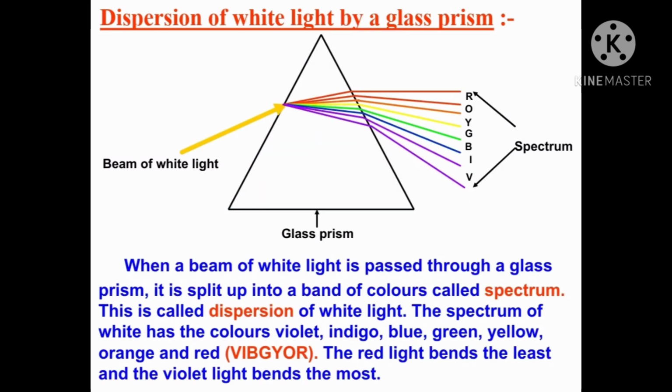Now, next article is article number 11.4, dispersion of white light by a glass prism. In this, we will see when we place a prism, it will split the incident white light into a band of colors. What is the sequence of colors that you see on the screen? The various colors which you see are violet, indigo, blue, green, yellow, orange and red. To learn these colors, we use an acronym VIBGYOR.